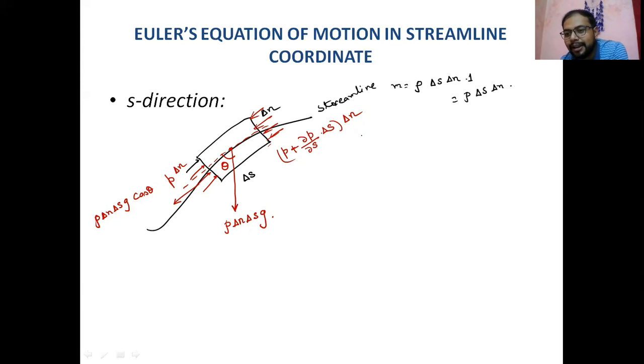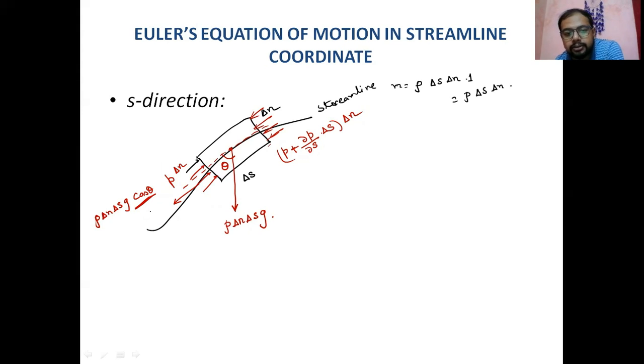Along the streamline, if you do the force balance or equation of motion, it is better to write the force balance. We have to search for the net force. But before going to the net force, what is the cos theta?